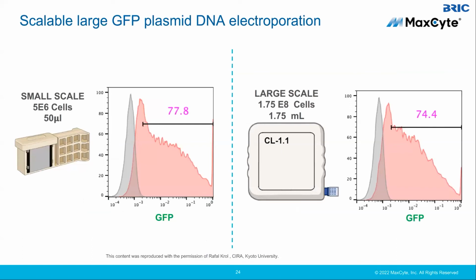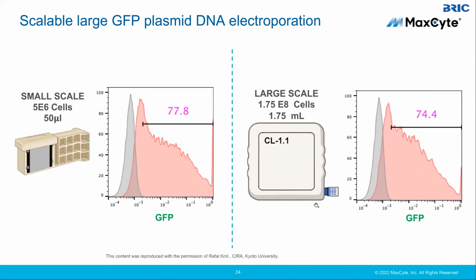For customers who are looking for scalability, I'd like to call out here that we electroporated 5 million cells in our OC100 processing assembly, in about 50 microliters, and we could get about 78% GFP expression 2 days later. If you take those same conditions of cell density and DNA concentration, we could scale up to 175 million cells. And this is our CL 1.1 processing assembly that can go up to about 3.5 mL. So you're going from 50 microliters to 1.75 mL, and you're seeing very similar GFP expression.